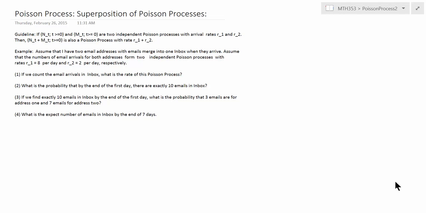We now look at the sum of two Poisson processes. So we say the superposition of Poisson processes.